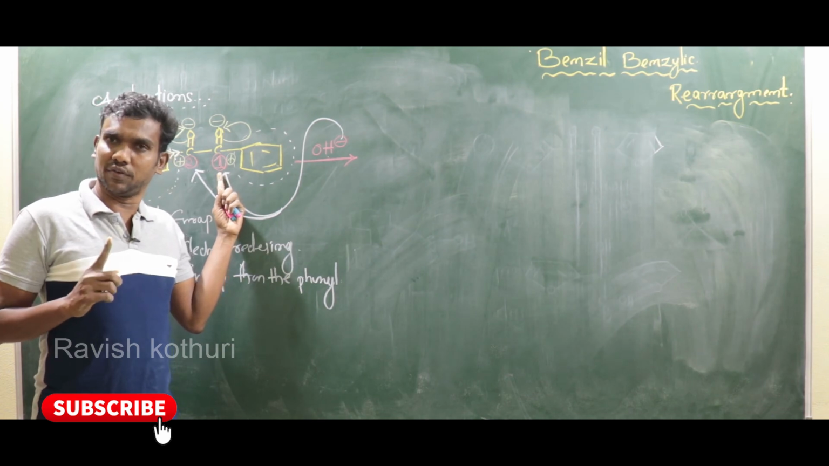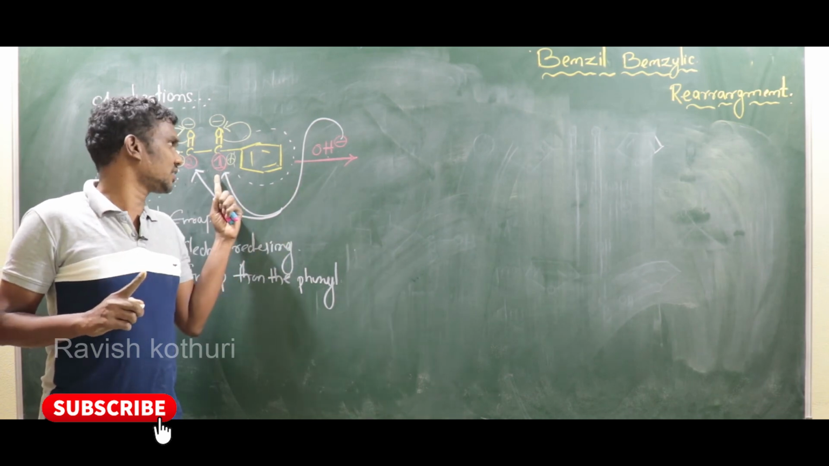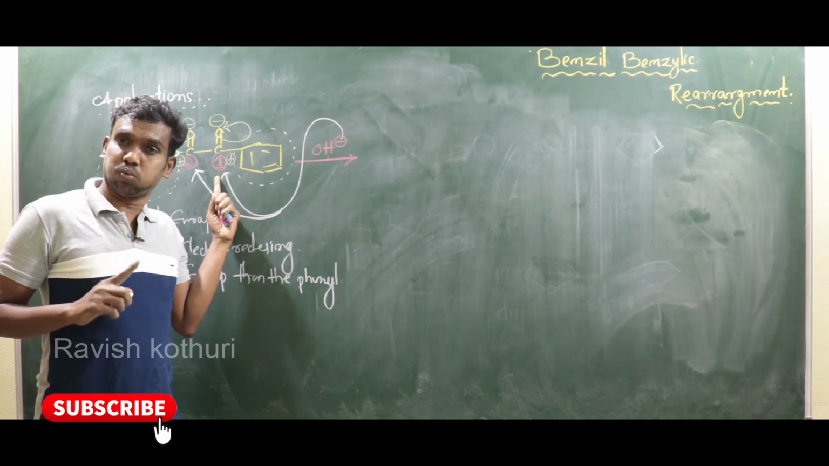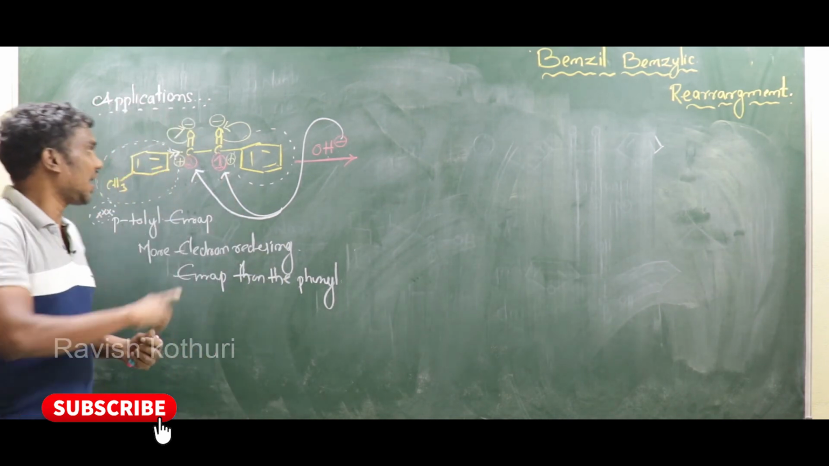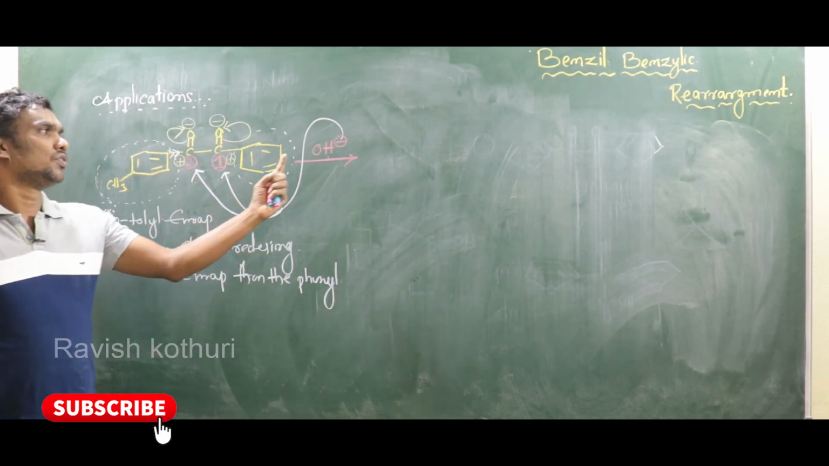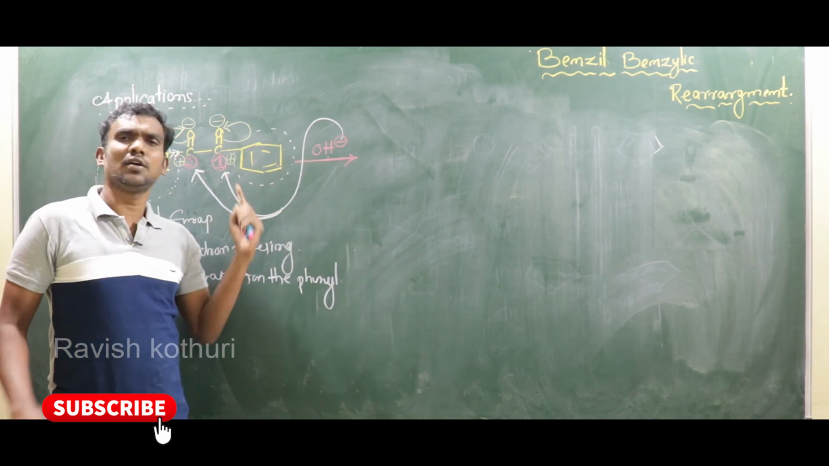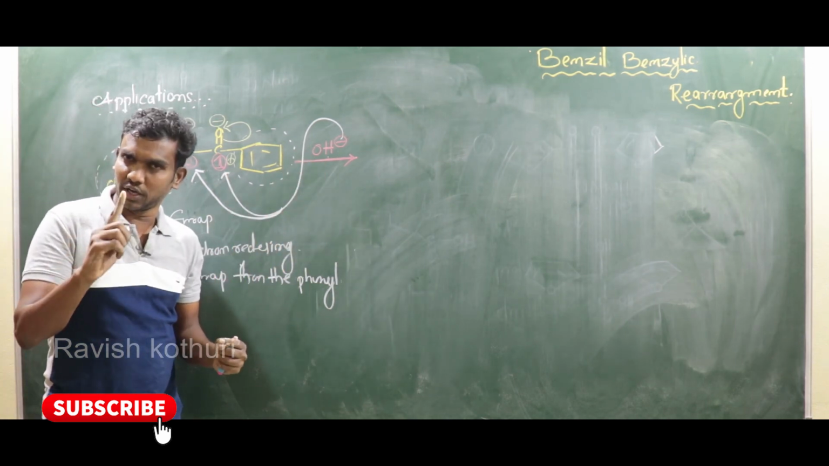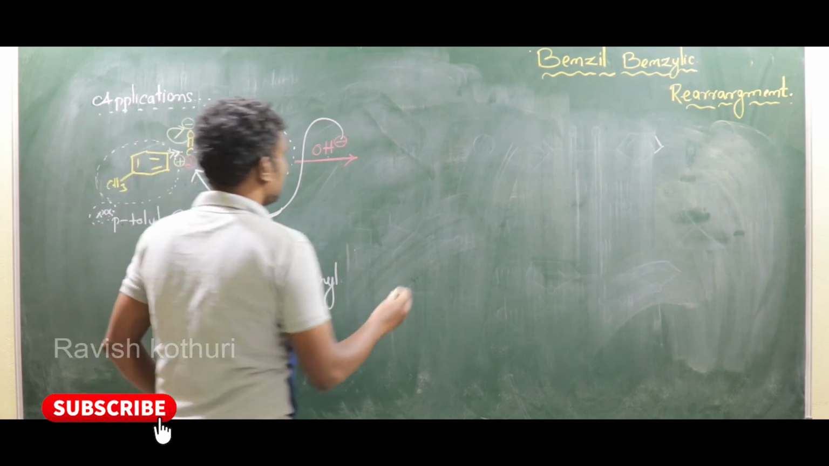I hope you are clear, everyone. This OH minus attacks at the first carbon because the positive charge is more than on the second carbon. So this OH minus will attack at the first carbon. I hope you are clear, everyone. So what is the next step? See here, observe carefully here.